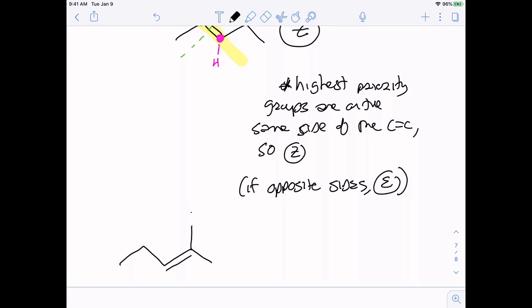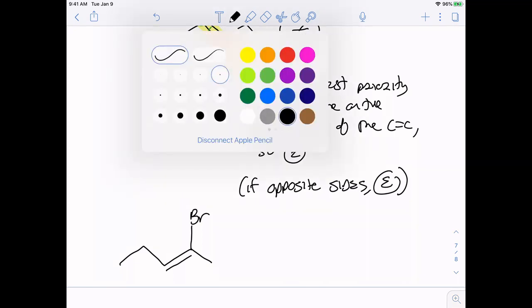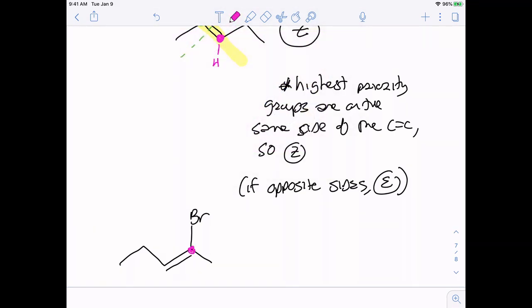Let's do a bromine this time. So again, I'm going to split it 2 ways. The first way, I'm going to look at just the carbons in the double bond. So I'm going to look at that carbon, the pink one I did. And what's attached to that, I have a bromine and a methyl group. Of those 2, which is higher in priority? So my bromine.